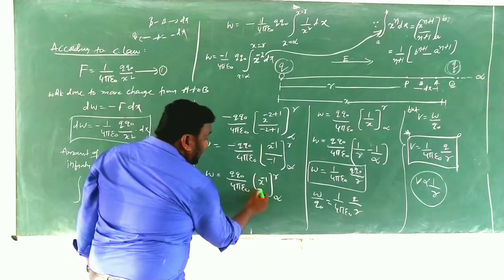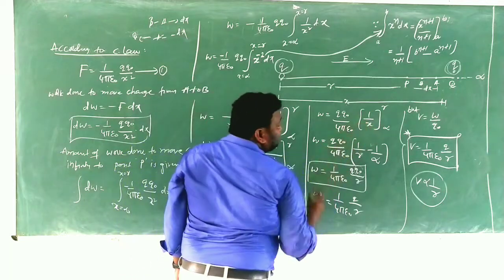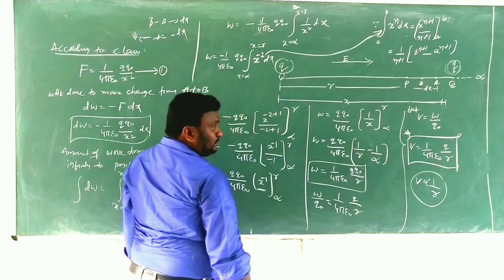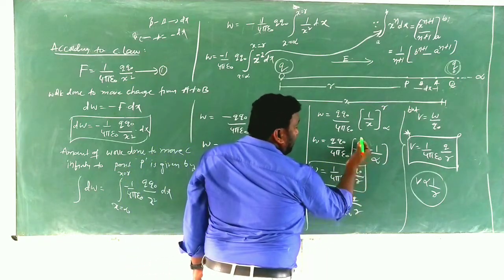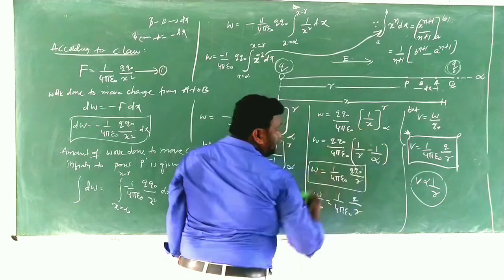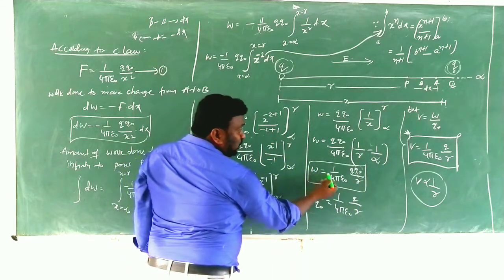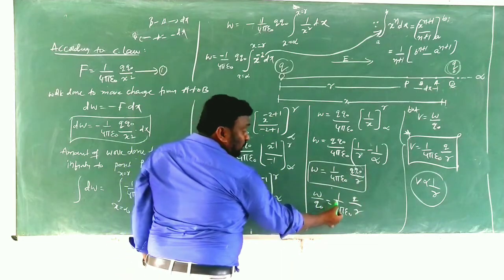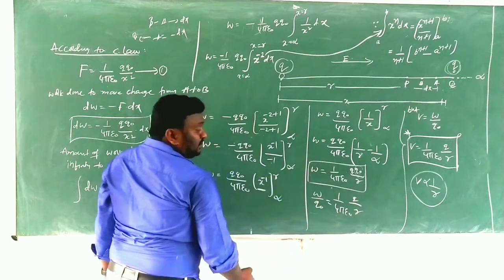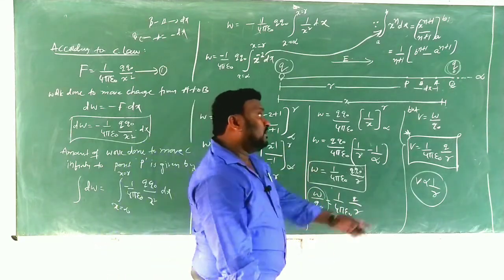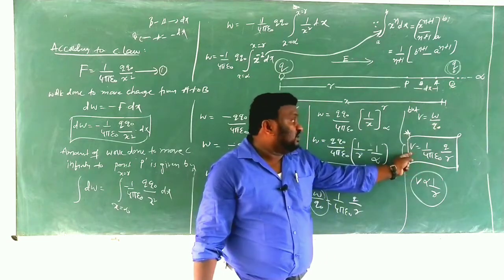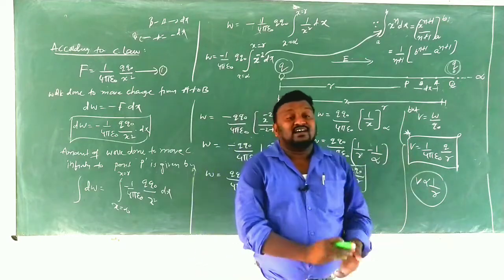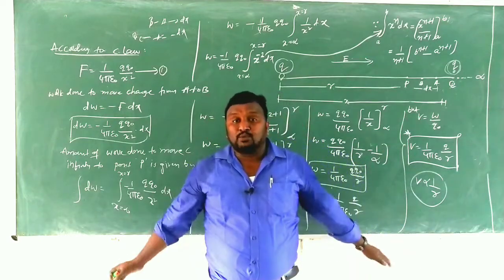Then x to the power of minus 1 can be written as 1 by x. Then we substitute the limits r and infinity. Obviously we get 1 by r, and 1 by infinity is 0. Then W is equal to 1 by 4 pi epsilon q q naught by r. So W by q naught is equal to 1 by 4 pi epsilon q by r. Here W by q naught is the potential. Then V is equal to 1 by 4 pi epsilon q by r. That is the expression for electric potential due to a point charge.